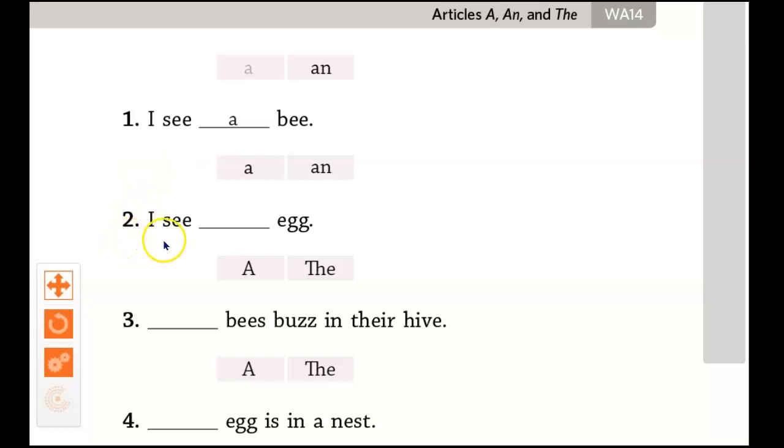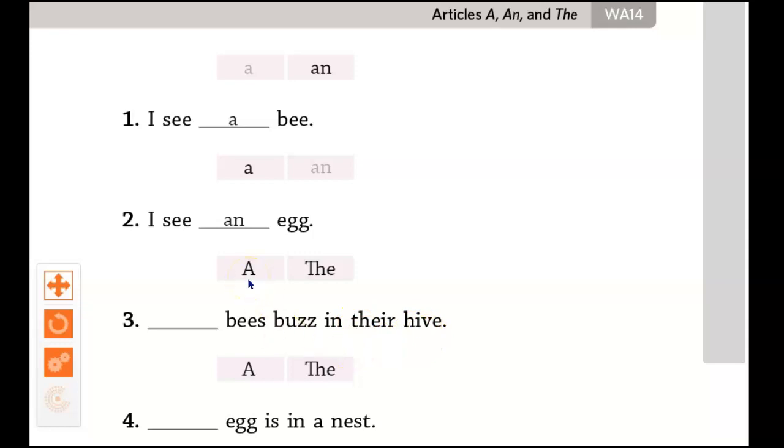All right, number 2 says, I see blank egg. Ooh, look at the beginning of the word egg. What letter is that? You're right, it's an E, and that is a vowel, which means, yes, I see an egg. Because that started with a vowel, we know that we're going to use the form an for our article right there. Listen how it sounds with I see a egg. It sounds choppy, doesn't it? It doesn't sound quite right. I see an egg.